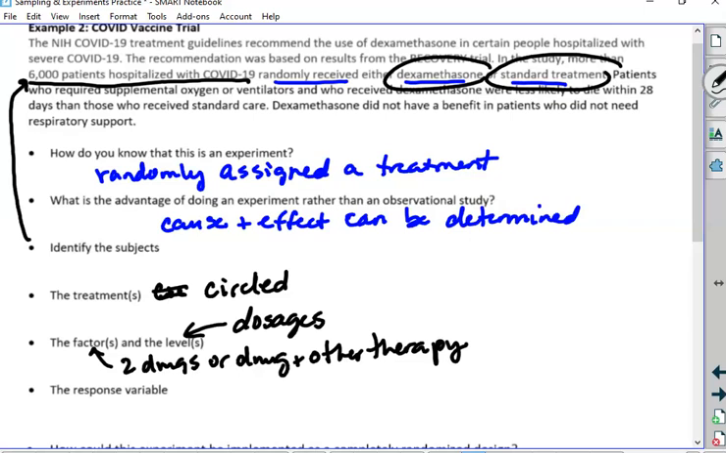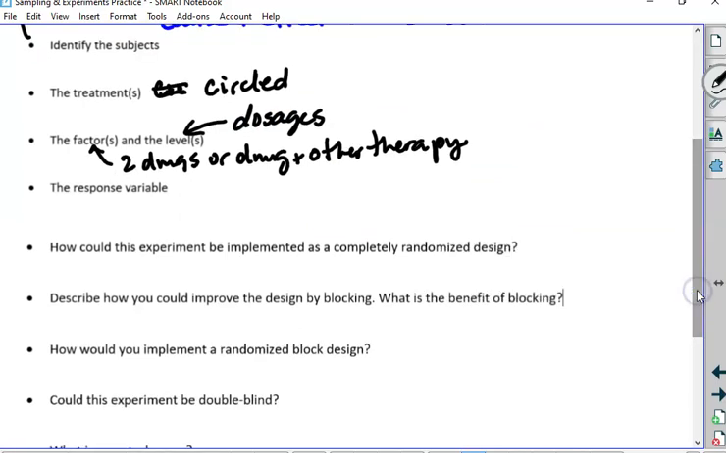So probably what they're going to do in this case is that would be a blocking variable. We would say, here is the group on ventilators, here is the group not on ventilators. We randomly assign some to get standard treatment and some to get the medicine. And when they did that, they found out that dexamethasone made a difference for the people on ventilators, but not much of a difference for the other people. So that would be a blocking variable. And we'll put that down. Matter of fact, we can go down right there.